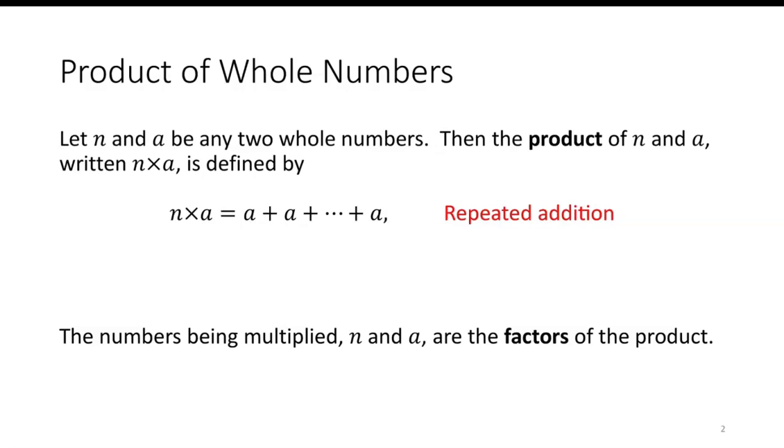Let n and a be any two whole numbers. Then the product of n and a, which we write n times a, is defined to be a plus a plus a plus a plus a, basically a being added together n times. The numbers being multiplied, the n and the a, are the factors of the product.